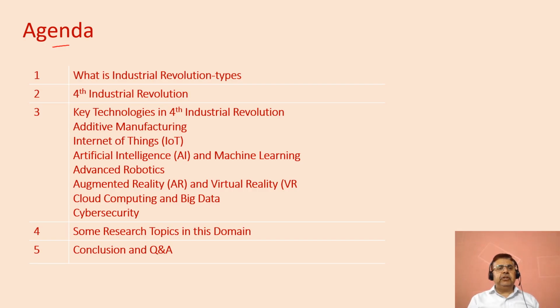Now, here is the agenda for today's session. The content which I've kept here is for a wider audience. So I'll be talking about what this Industry 4.0 is, what is the difference between Industry 4.0 and Fourth Industrial Revolution, 4IR, and then what are the key technologies associated with this, and then using these technologies, what sort of research we can carry out, and then finally we'll be concluding the session. So this is the overall plan for today's session.